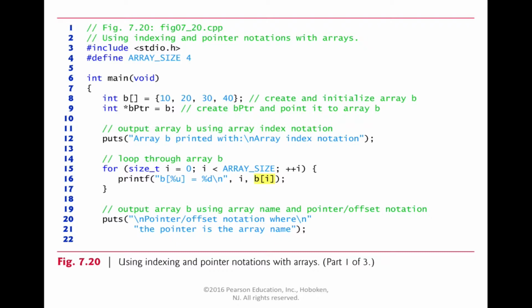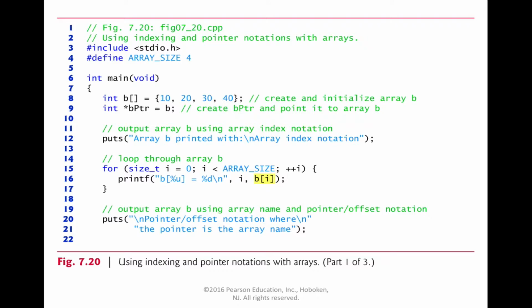b index 0 is going to print out 10. b index 1 is going to print out 20. b index 2 is going to print out 30. b index 3 is going to print 40.